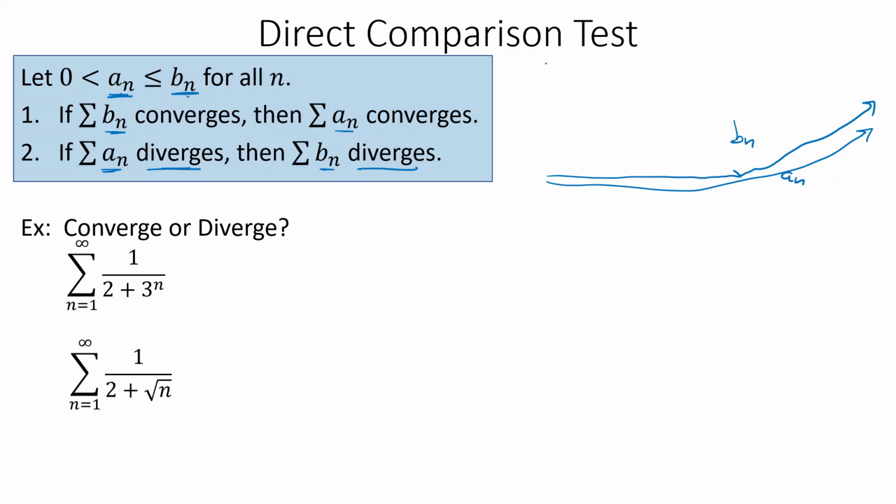The other thing that happens is if b_n does converge, it ends up going to some number, and a_n is less than it. Well, it can try and go up, but it can't quite get over, so it's going to have to converge as well. I always kind of picture that in my head when I'm doing this.